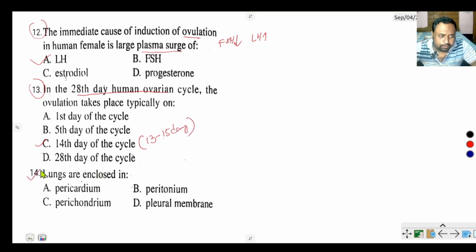Question number 14 says lungs are enclosed by pleural membrane. Pericardium is the covering of the heart: pericardium, myocardium, endocardium. Perichondrium is the covering of cartilage tissue, and peritoneum is the membrane lining of the abdominal cavity. Abdominal cavity is peritoneum.